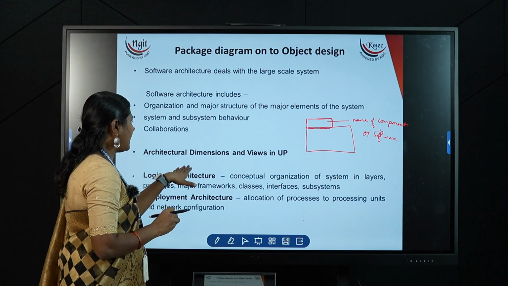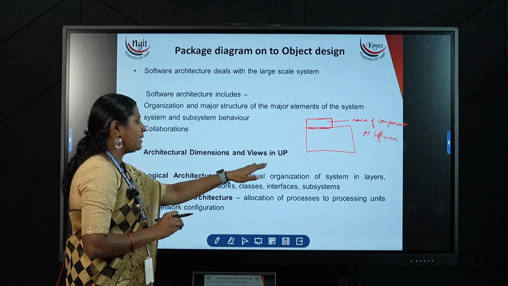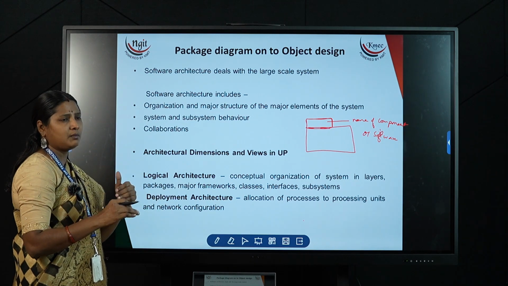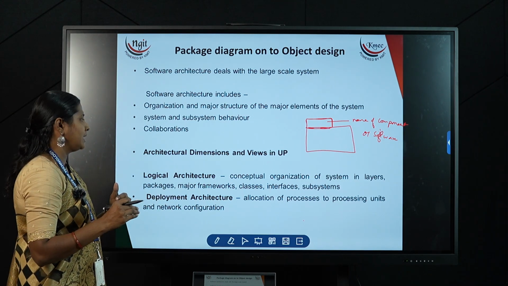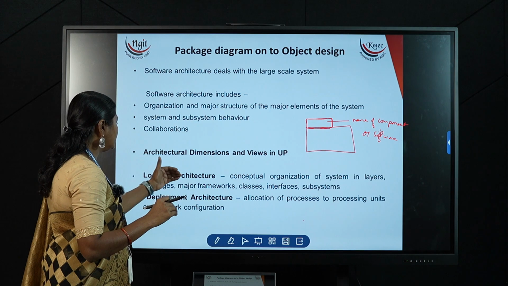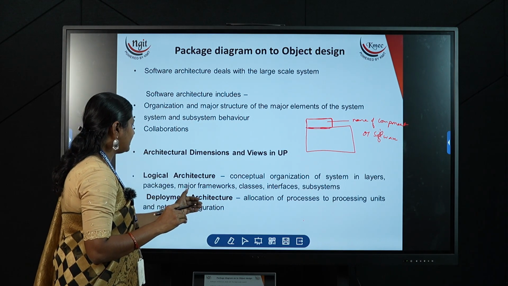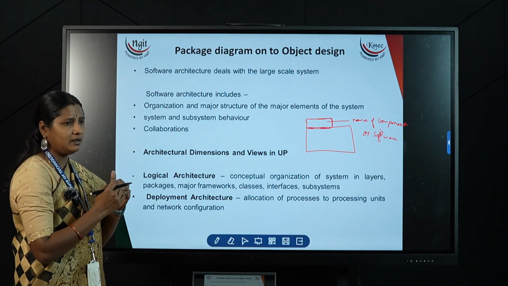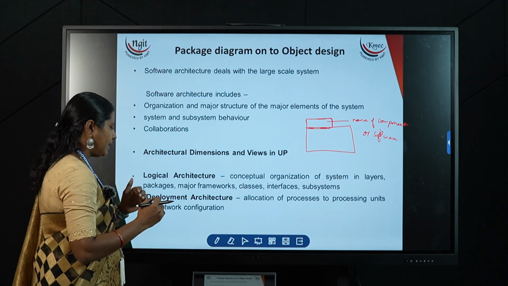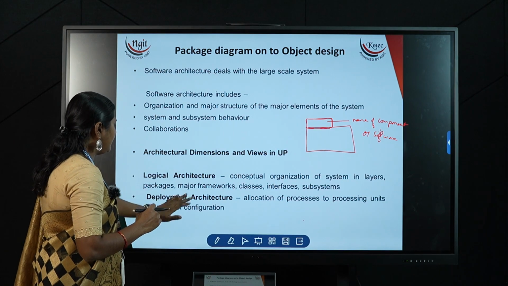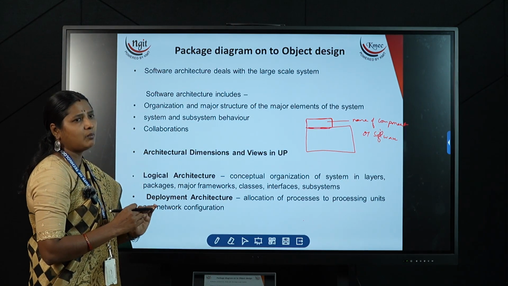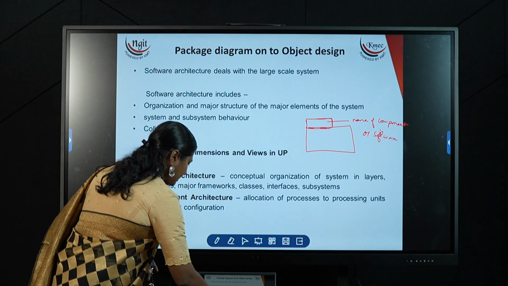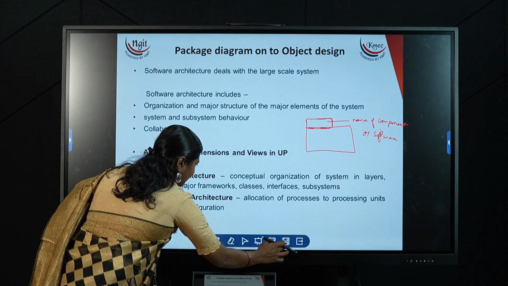So these are the architecture dimensions and views in the Unified Process. The Unified Process is nothing but a process development lifecycle model. Under that, there are the logical architecture and the deployment architecture. These two architectures are helpful in developing the layers and interconnecting them, and they can be defined with the help of one of the UML models, which is called a package diagram. So we can see how this package diagram works.